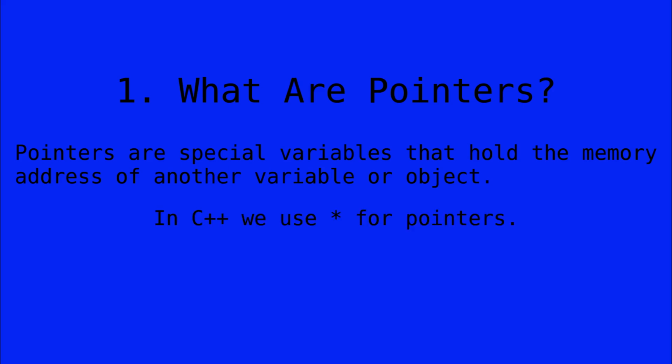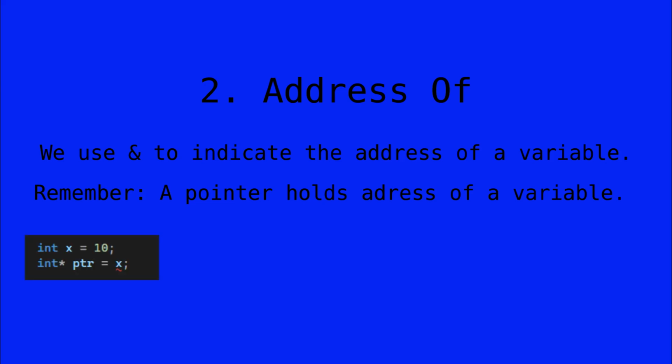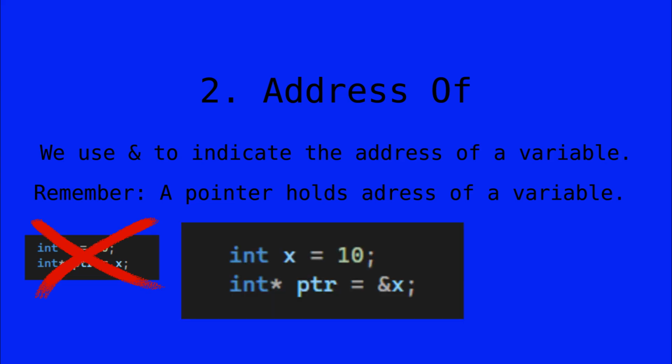In C++, we use an asterisk for pointers. And second, address of. We use an ampersand to indicate the address of a variable. Remember, a pointer holds the address of a variable. If you write code like this, that won't work because you try to assign an integer value to a pointer. But as we said, a pointer holds the address of a variable. So we need to indicate the address of a variable like this.